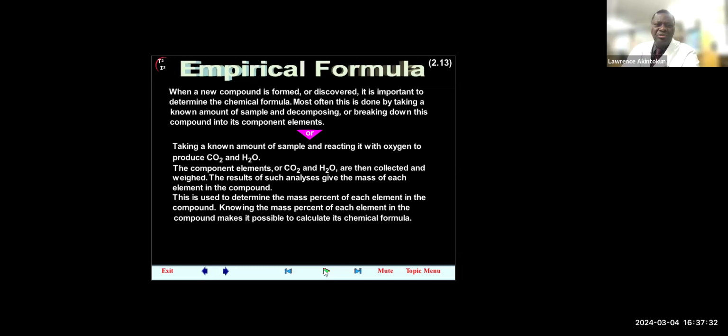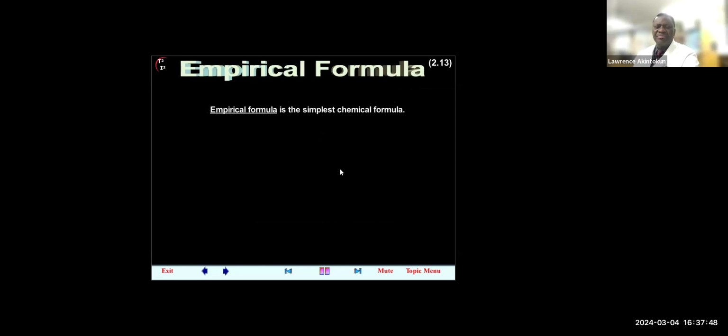Knowing the mass percent of each element in the compound makes it possible to calculate its chemical formula. All right, this is just an introduction to empirical formula, which is the simplest ratio of the formula, the lowest, simplest ratio of the formula. Empirical formula is the simplest chemical formula. The simplest formula gives only the ratios of atoms in a compound.